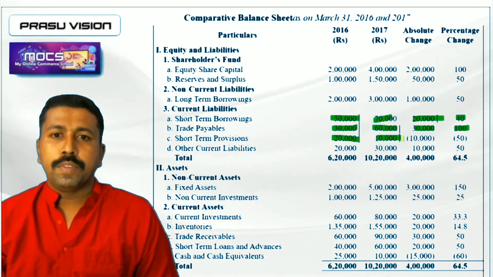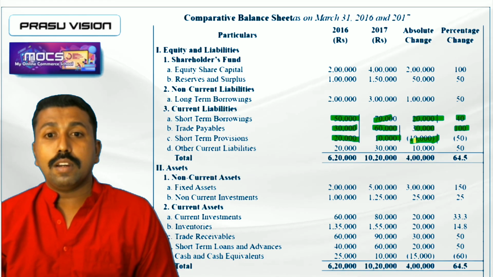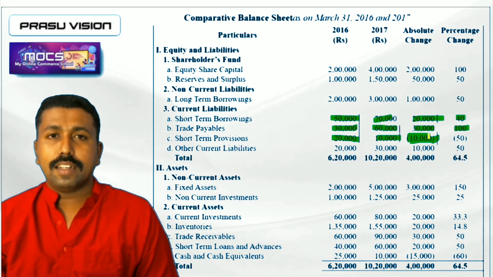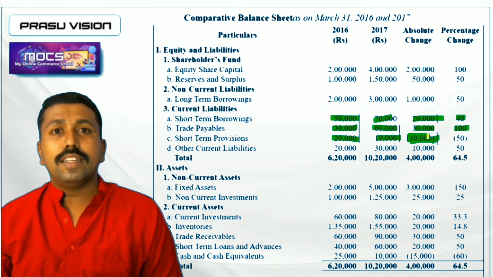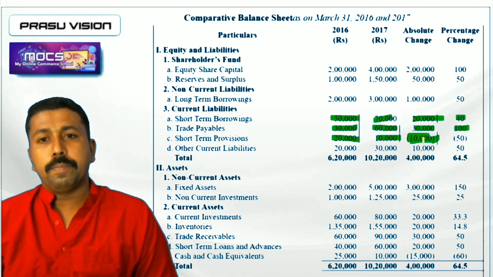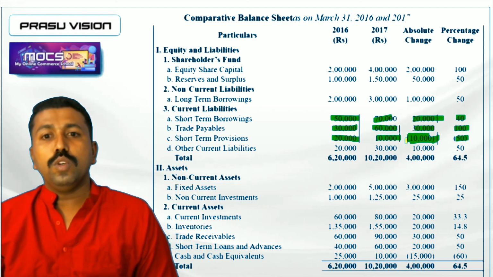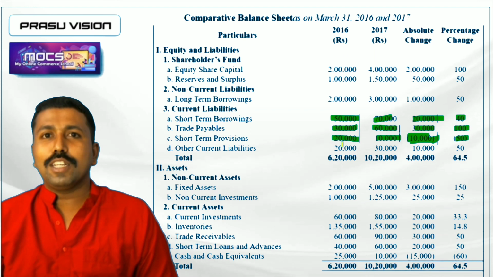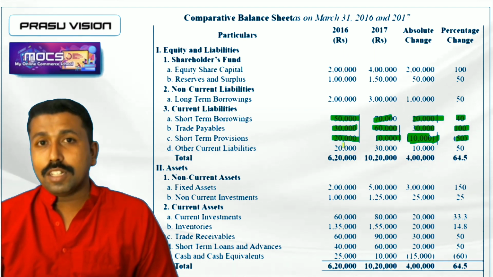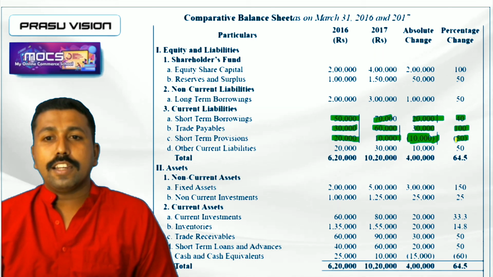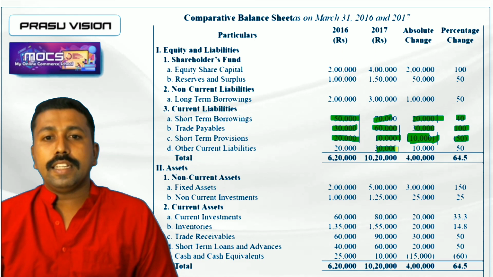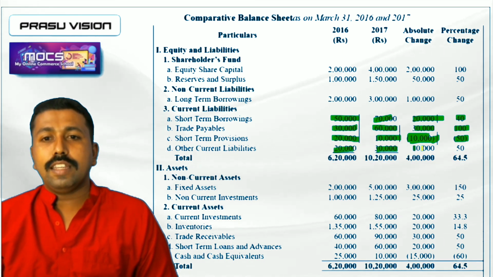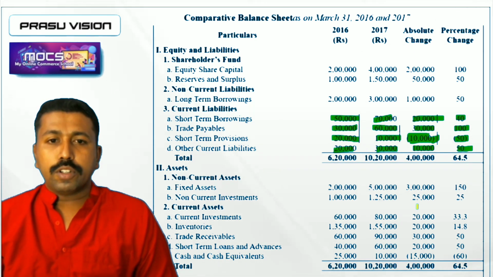What will we get? Negative 10,000. So whenever there is a negative value, just put it inside the bracket. The value inside the bracket shows a negative value. So the percentage will also be negative. Minus 10,000 divided by 20,000 into 100. Negative 50% is the answer. Then look at the current liability. 30,000 minus 20,000, 10,000 divided by 20,000. It will be 50%.